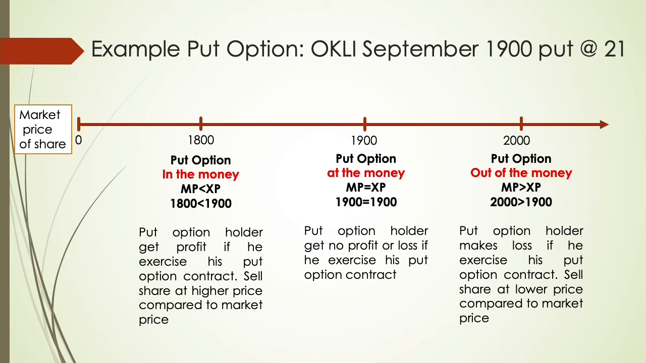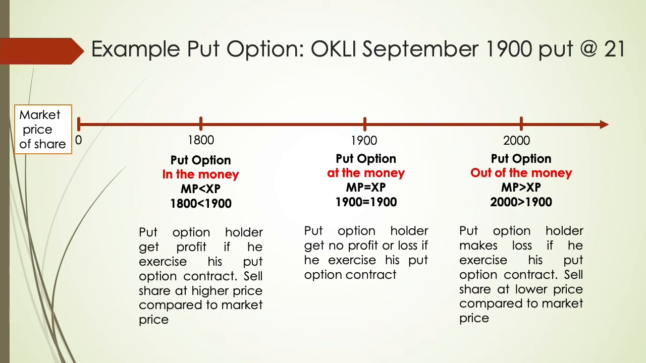Okay, now we look at an example for a put option. Let's say we have one put option. The contract is OKLI September 1900 put at 21. So that means this option contract is going to expire in September. The exercise price is 1900. The contract is a put option contract, with the premium, or the price of the put option contract, being 21.